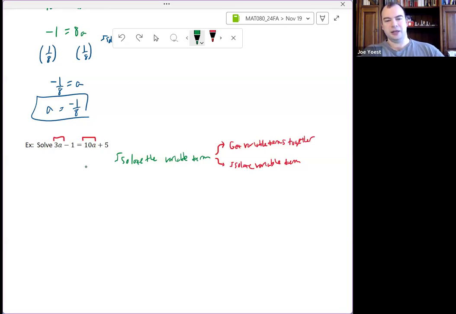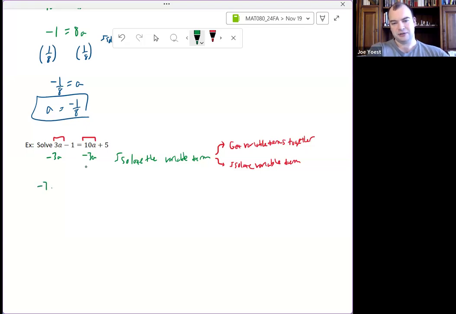I'd rather put my a's on the right. I'd rather subtract 3a from both sides. And that's going to give me 10a minus 3a, which is 7a. That has a positive coefficient. So that's just a little nicer to work with. Again, is it the end of the world if you do it the other way? No, it's not. Just be careful with your negative sign.